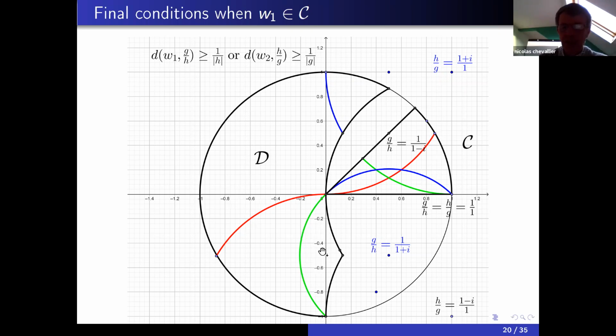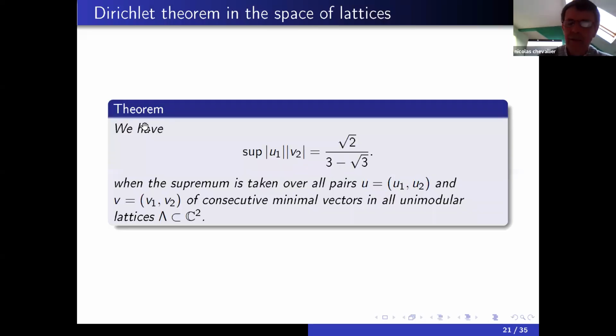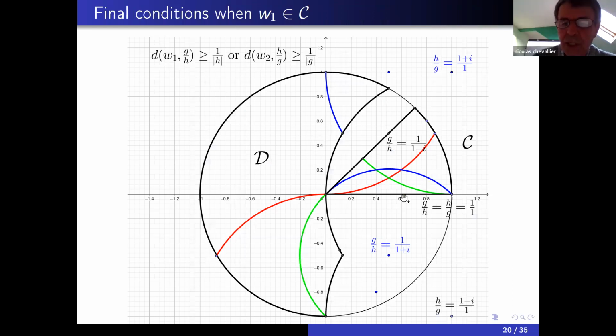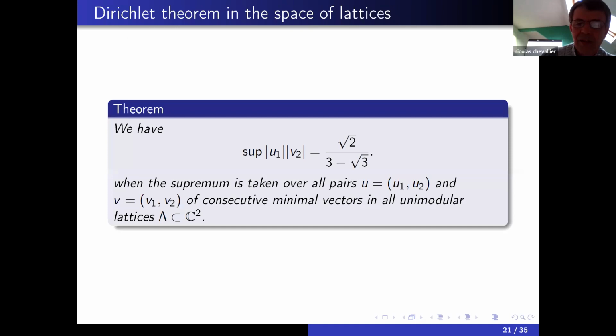If W2 is in the green circle, then W1 must be in the small region under the two green circles, in the green and the red region. So we can describe everything, and it is the important thing to prove this theorem. This sup we want to compute is square root of 2 over 3 minus square root of 3.